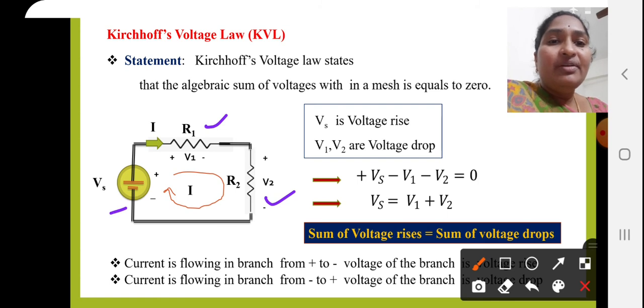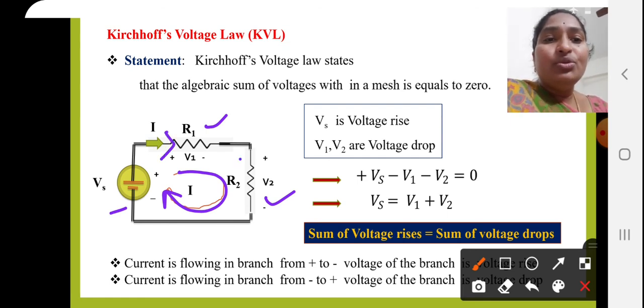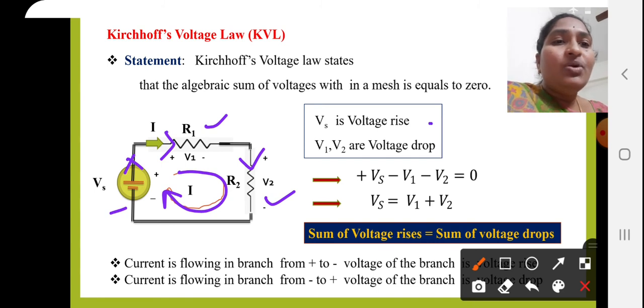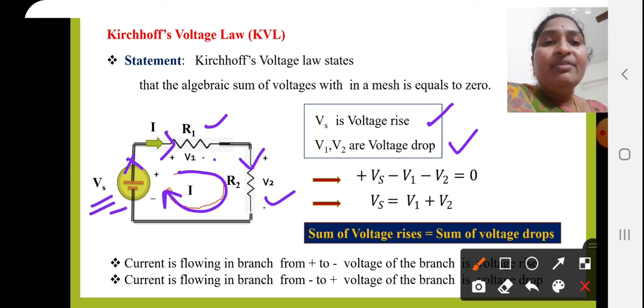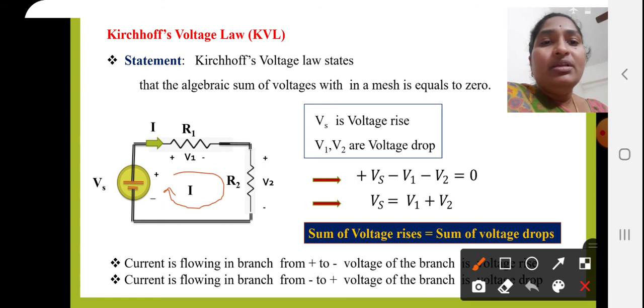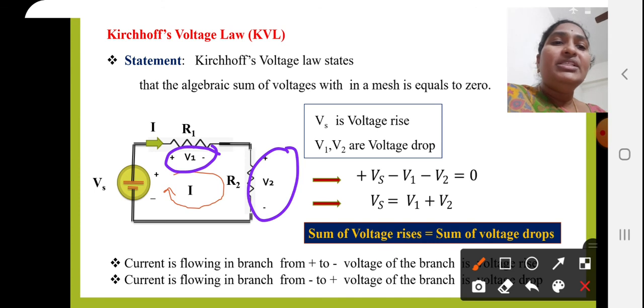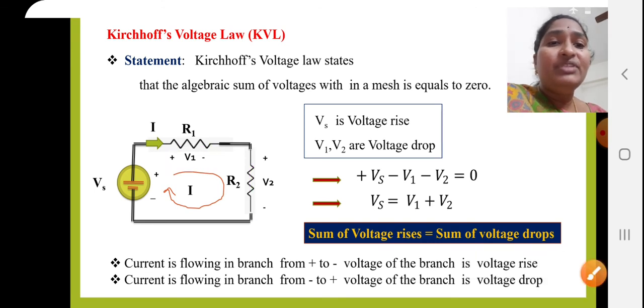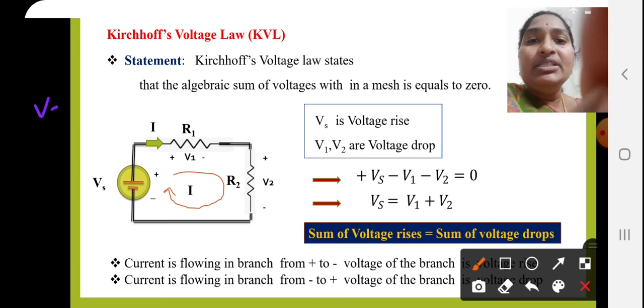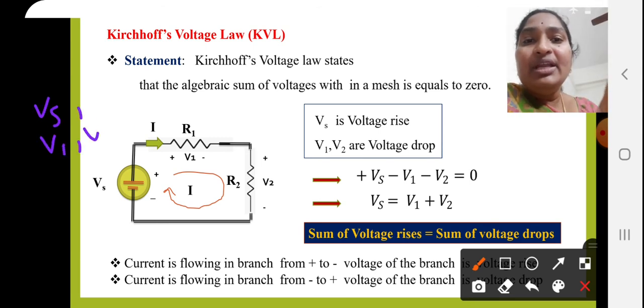Here you can observe this is a closed path. I am assuming that current is flowing in the clockwise direction, so this is the direction of current through all the resistors, and the direction of current through the source is also like this. Now, Vs is a voltage rise and V1, V2 are voltage drops. Vs is the source voltage. V1 is the voltage across resistor 1 and V2 is the voltage across resistor 2. So we have three voltages in the network: Vs, V1 and V2.